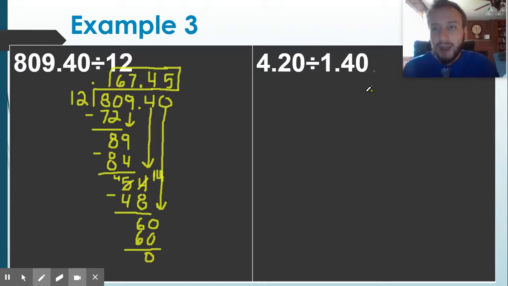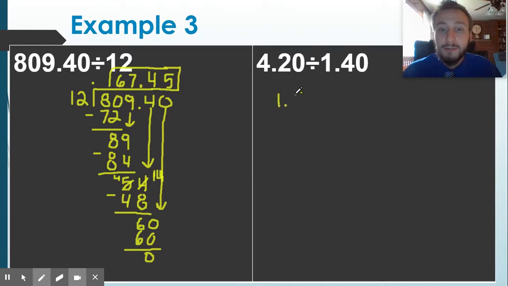Okay, let's try this problem over here. If you look, in our dividend there's a decimal, and our divisor has a decimal. So here's where things get a little bit different. Pay close attention. We want to set this up just like we would a normal division problem. This is still our dividend. This is still our divisor. Our divisor goes on the outside.